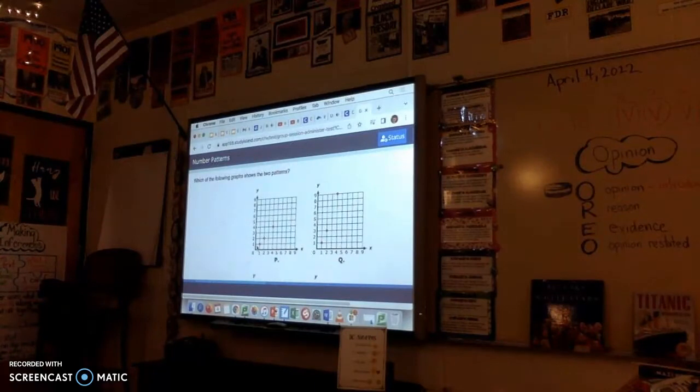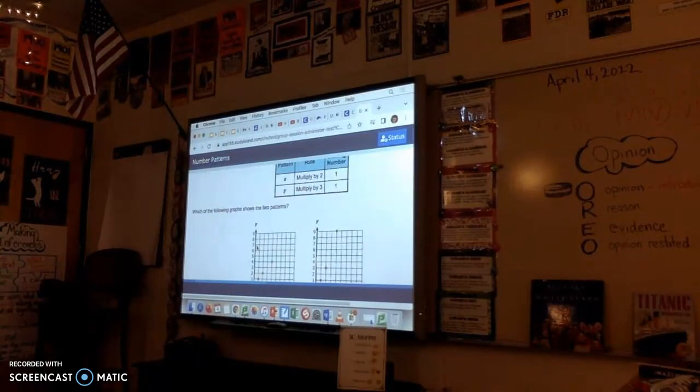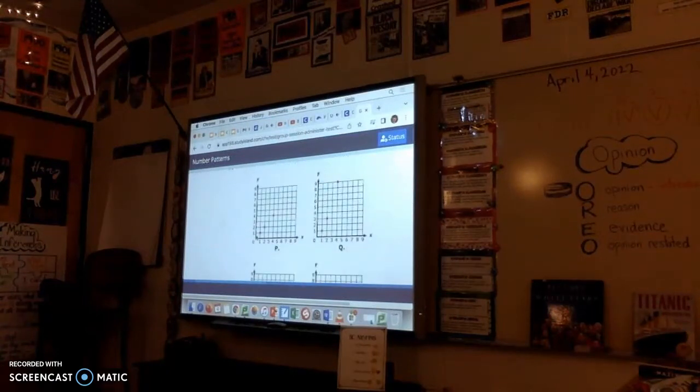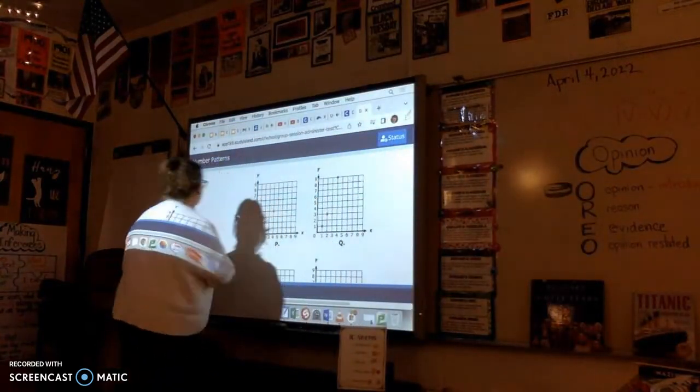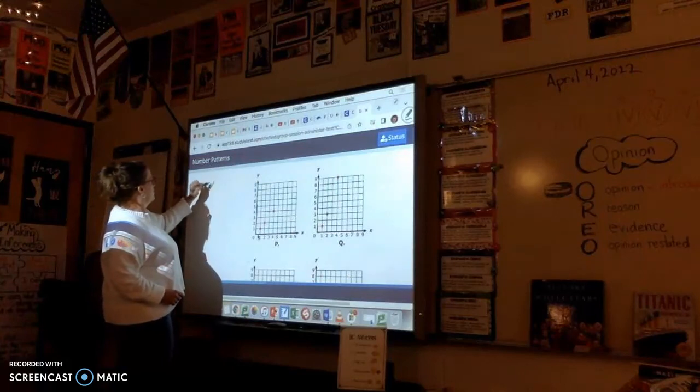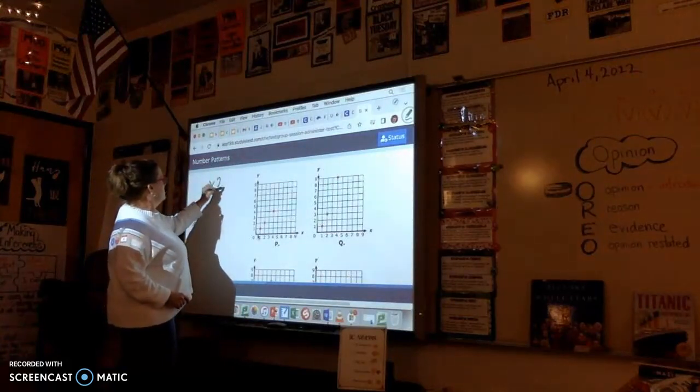All right, which of the following graphs show the 2 patterns? So you have to click up. Multiply by 2, multiply by 3. Let's start with P and Q. Okay. And I'm going to write this right over on the side. The first one is multiply by 2 and multiply by 3.